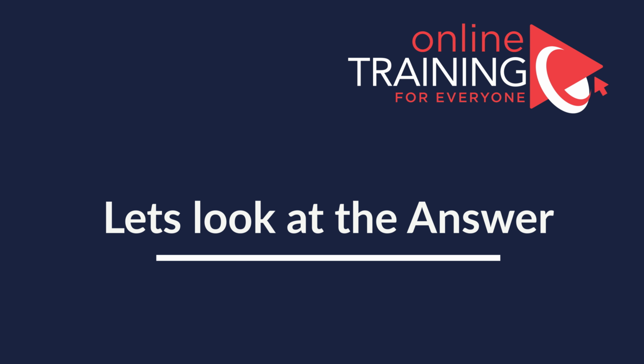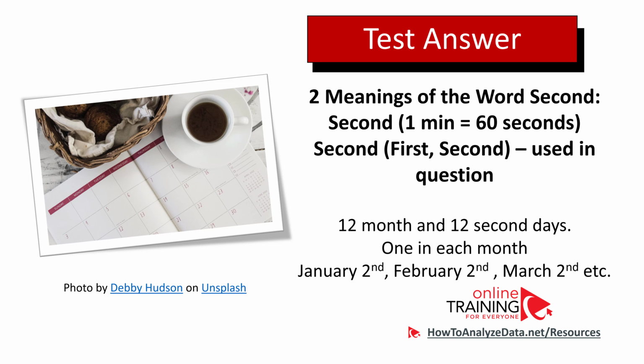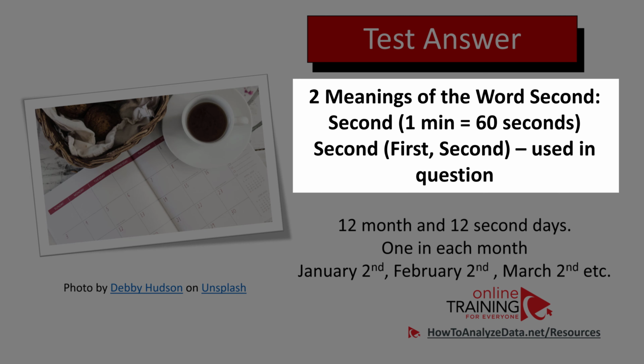Now let's continue and get to the correct solution together. Obviously, this is a tricky question, and it challenges your understanding of the word second. There are two meanings of the word second. One is second, for example, 1 minute has 60 seconds. But the other is second, where you have a sequence of first and second. And the second meaning is used in this particular question.